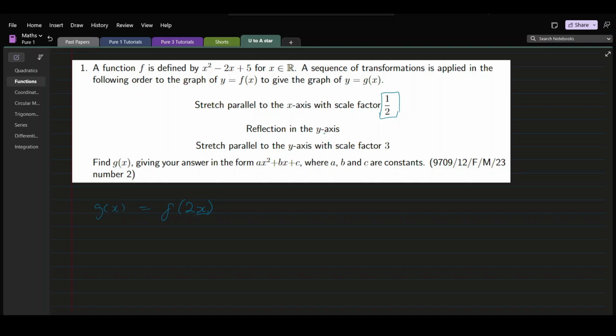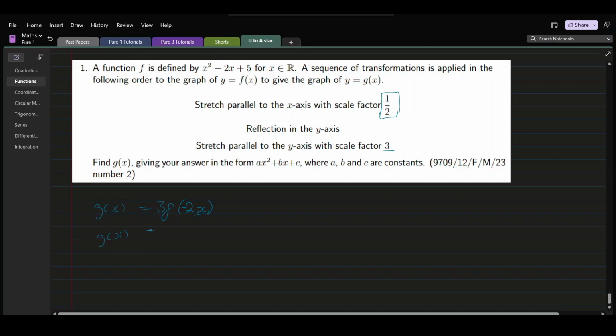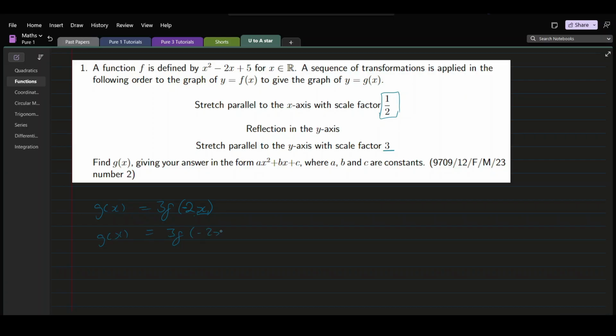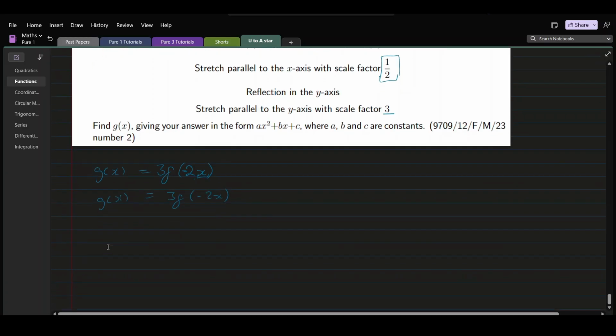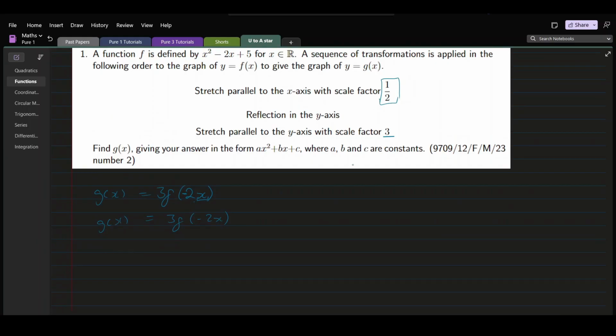And then we have a reflection in the y-axis. For a reflection in the y-axis, we multiply the x by -1. So that would become negative. And then we have a stretch in the y-axis by a scale factor of 3. So that's multiplying f of x by 3. So this becomes g of x is equal to 3f of -2x. And so now we can substitute what is f of x.